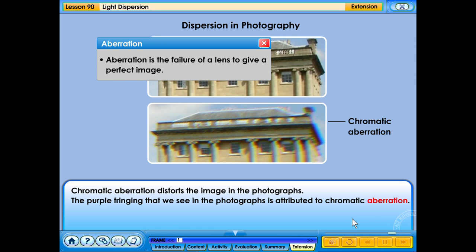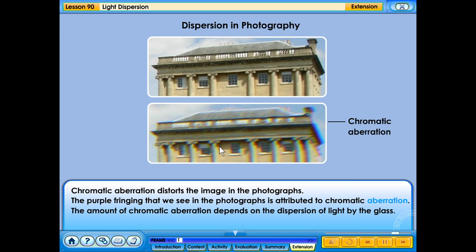Aberration is the failure of a lens to give a perfect image. The amount of chromatic aberration depends on the dispersion of light by the glass.